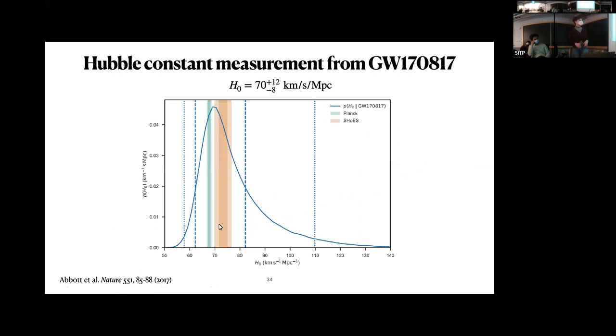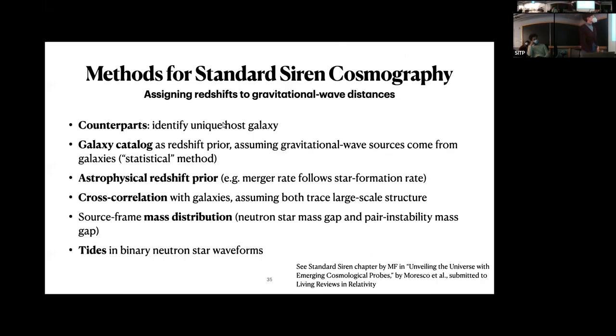Another way of seeing that Hubble constant measurement is this posterior, in which we measured H naught to be around 70 plus 12 minus 8. That's what's here in blue. So that was just one event for which we have a counterpart.